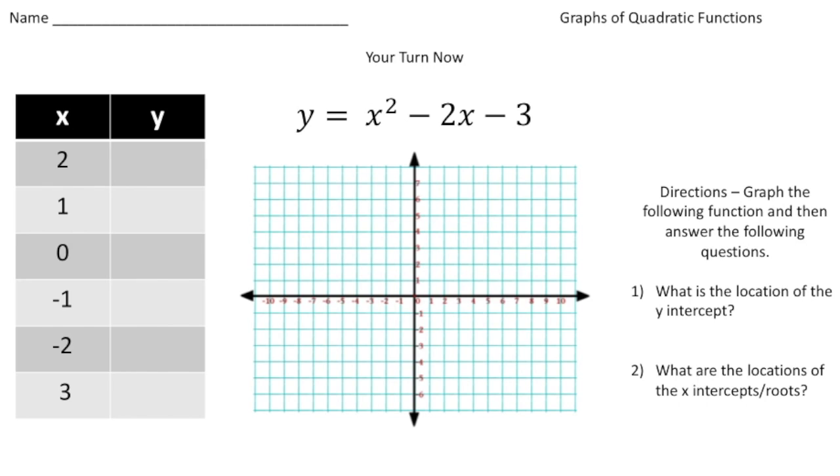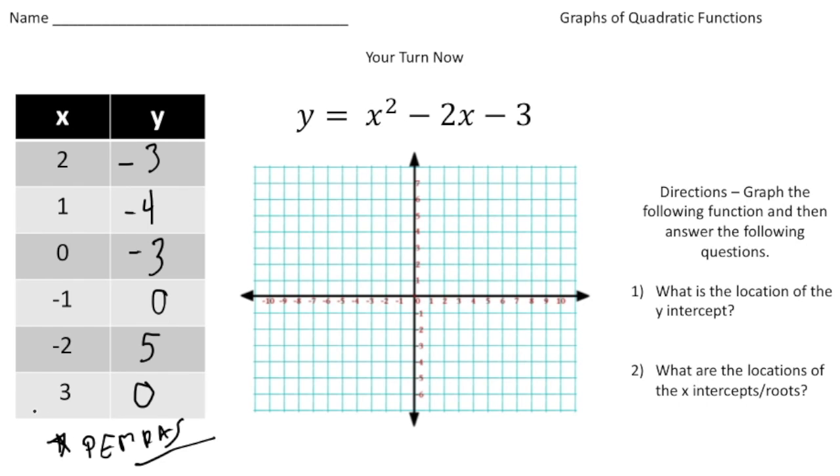Negative 3. When x was 1, y should have been negative 4. When x was 0, y should have been negative 3. When x was negative 1, y should have been 0. When x was negative 2, y should have been 5. And when x was 3, y should have been 0. So if you made a mistake in any of this, it means you probably made a mistake by not following the order of operations. That is a must. It's a major concept when graphing using the input-output tables.